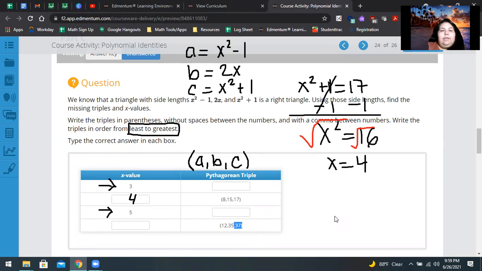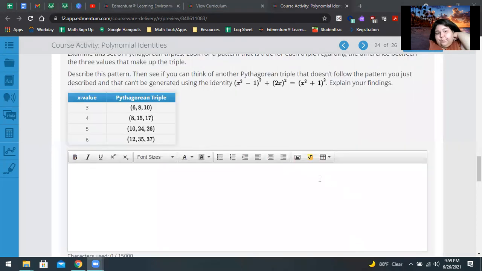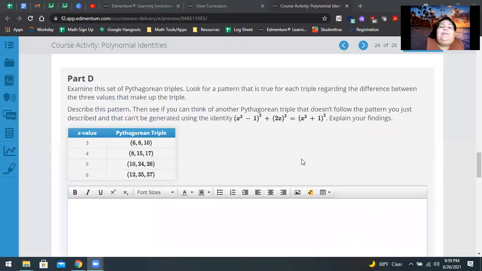Now that you're all set for that one, let's go ahead and move on to the next one, which is part D. So they did notice a pattern there. It says examine the set of Pythagorean triples, look for patterns. Like I said, math has patterns in some way. There's always a pattern there that we can try to figure out. So let's take a look at this one.